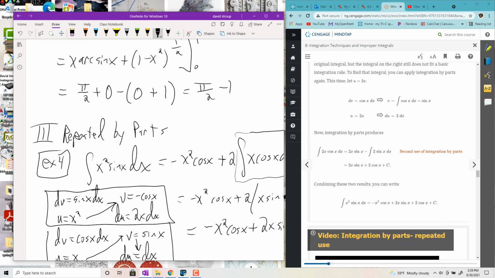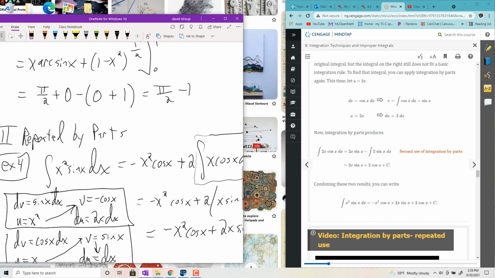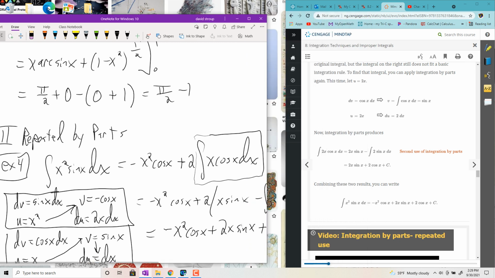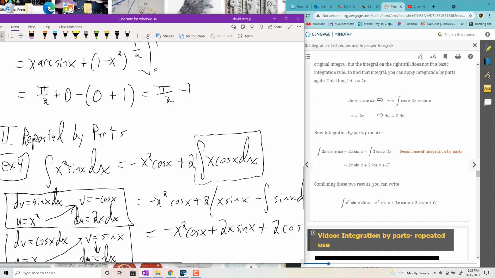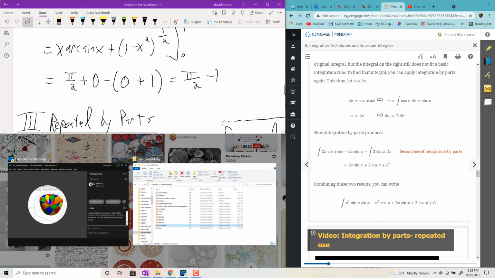Let's just make sure we're right. Negative x squared cosine, then 2x, and then 2 cosine. Yeah, we're good. Okay, so you can do it over and over. There's nothing illegal about that maneuver.